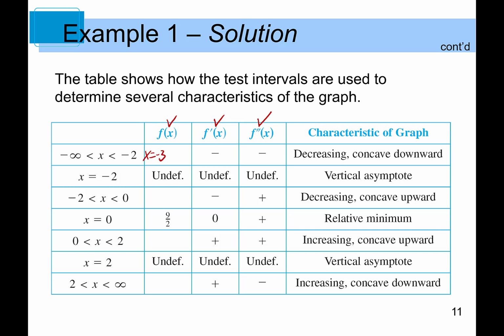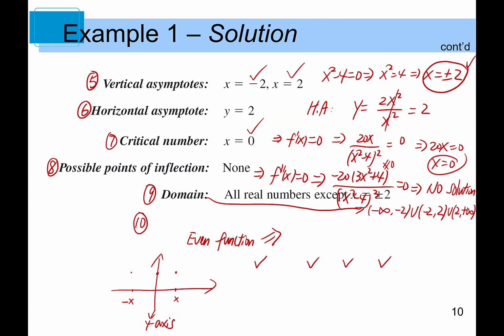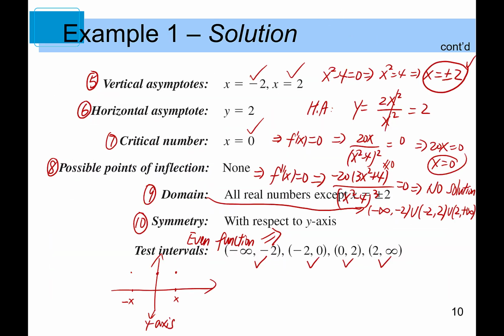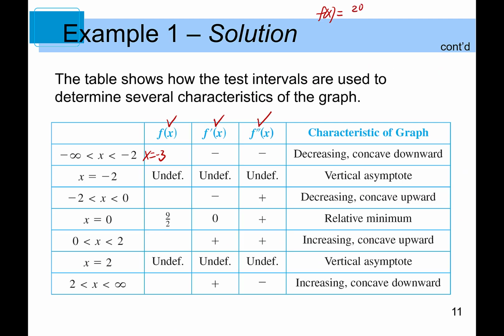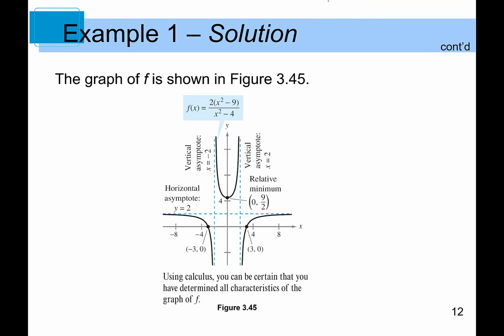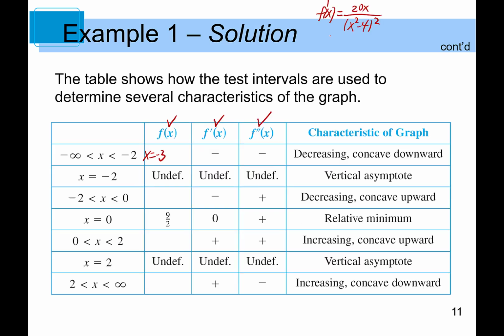Right? If you plug into the first derivative, which is 20x over (x squared minus 4) squared. As you can see, when x equals negative 3, the numerator is negative, the denominator is always positive. So the result will be negative, right? That's why it's negative.